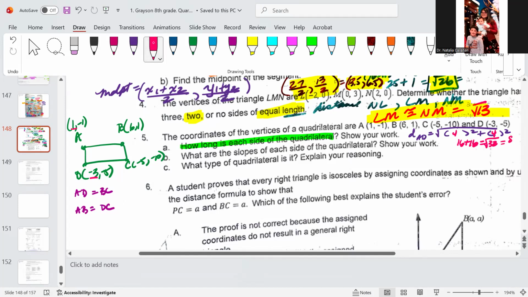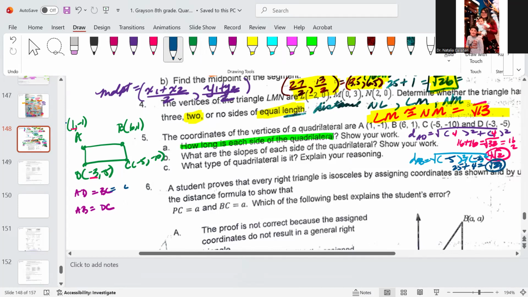The square root of 32, you can break it down to 16 and 2, correct? Which is 4 square root 2. That is for AD. Now for AB, you can find the distance of AB as well. You do exactly the same thing. So when we do this, AB, or I'm sorry, is it AB? Yeah, it's AB. All right, 1 minus 6 is a negative 5 squared. Negative 1 minus 1 is a negative 2 squared. So you're looking at 25 and 4, so square root of 29. That's as far as you can go.